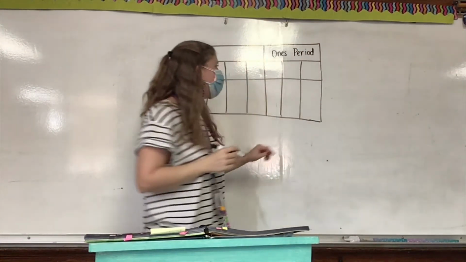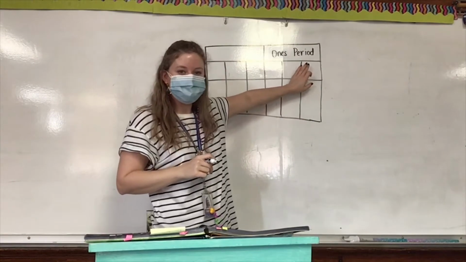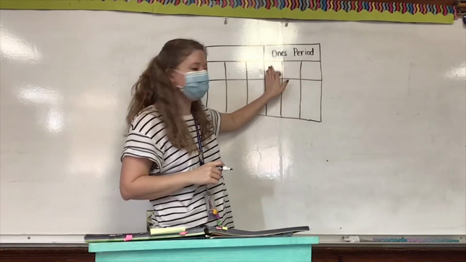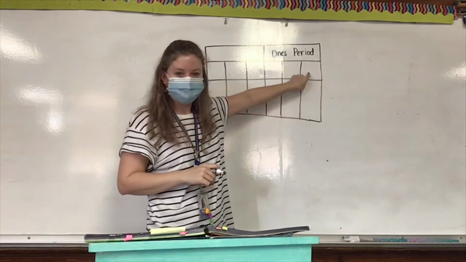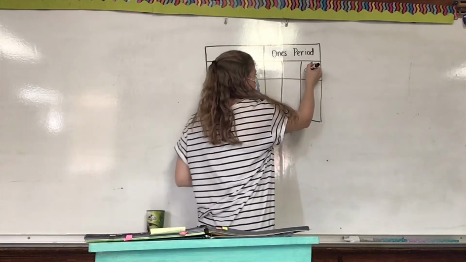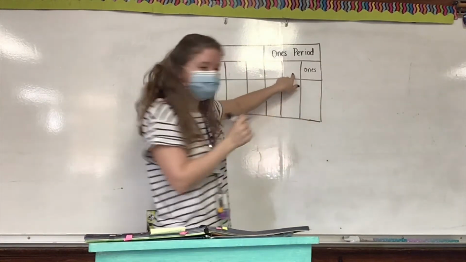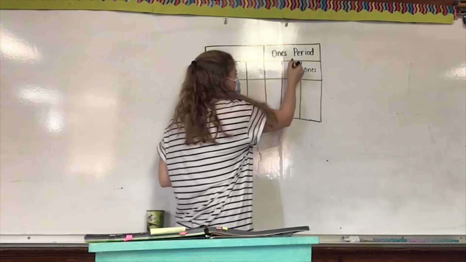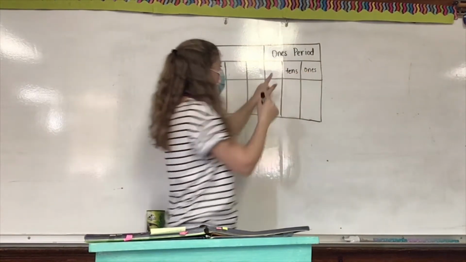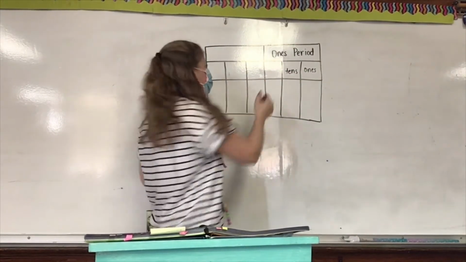And in each period, we have what 3 places? The blank, blank, and blank. Carla? The ones. The tens. And the hundreds. Very good.